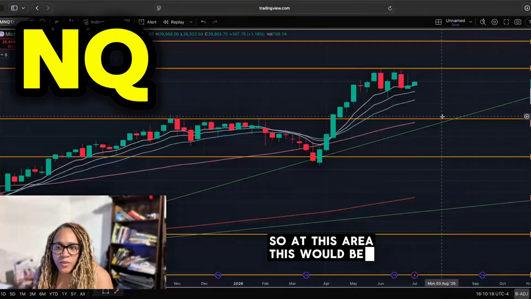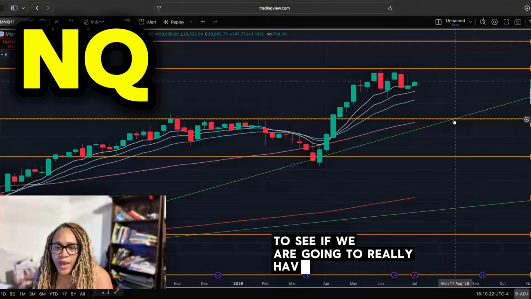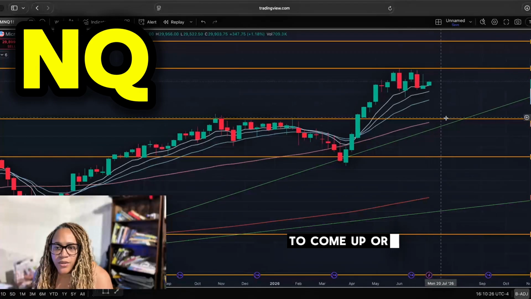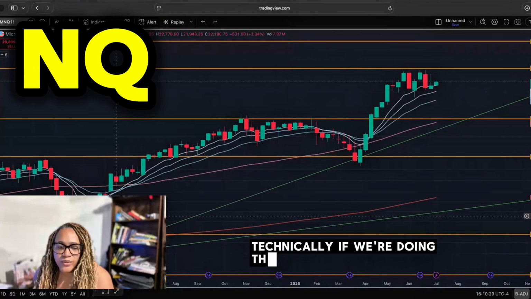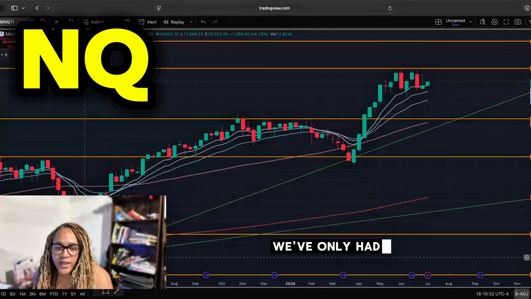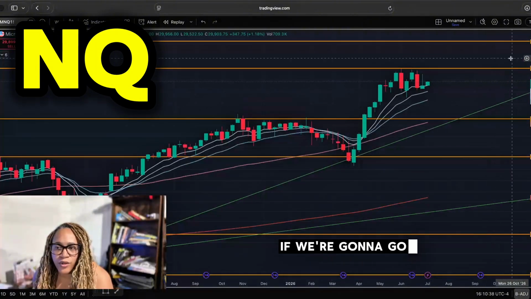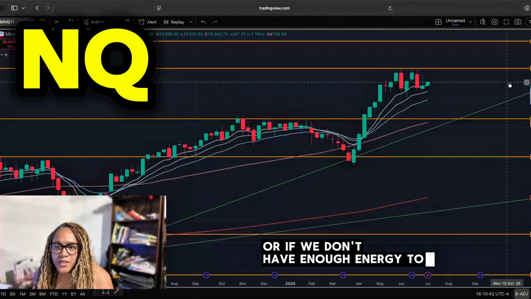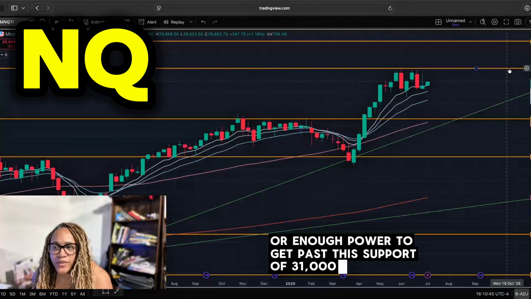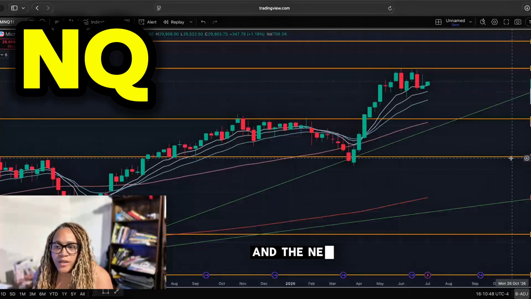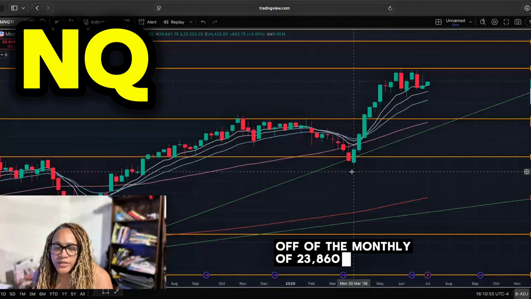This would be a very interesting area to see if we're going to have a nice strong bounce up, or just break it and come down. Technically, in theory, we haven't had 3 touches on this line. We've only had 2: 1, 2. This would make a third, and that would be the determining factor. If we don't have enough power to get past the support of 31,130, we would just start to sell off. The next area of interest would be the next major support off of the monthly, at 23,860.